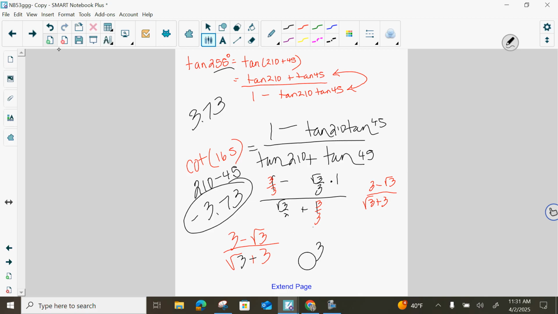I kind of don't like having the radical first. I like having the radical second. Nine, 12. That's wrong though. What did I do wrong? I know I flipped the bottom.